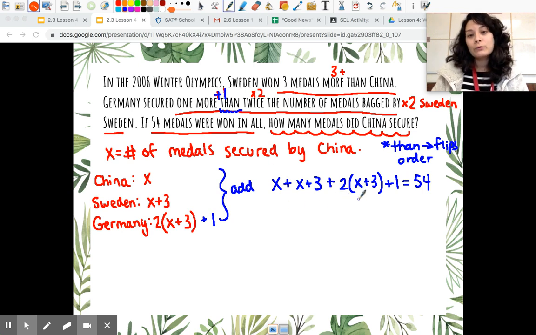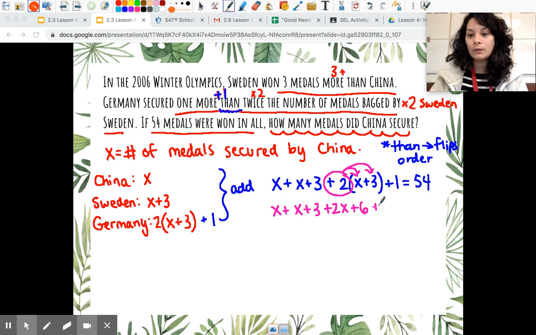So first step, when we have a multi-step equation, I need to distribute first. I'm distributing a positive 2. I'm going to bring down everything else. And then when I distribute, I multiply. 2 times x gives me 2x. 2 times 3 gives me 6. I bring down my plus 1 equals 54.